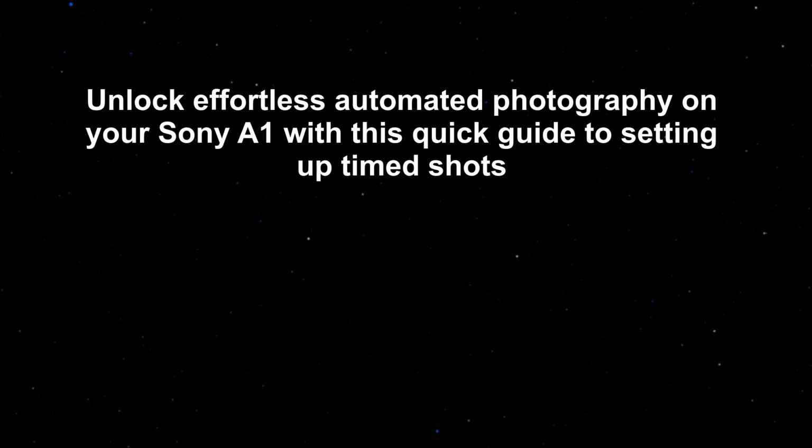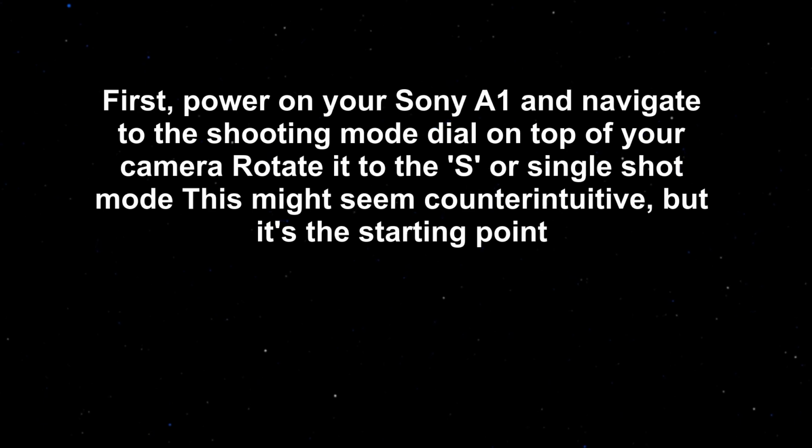Unlock effortless automated photography on your Sony A1 with this quick guide to setting up timed shots. First, power on your Sony A1 and navigate to the shooting mode dial on top of your camera. Rotate it to the S or single shot mode. This might seem counterintuitive, but it's the starting point.